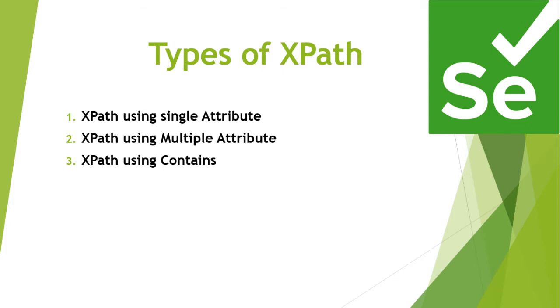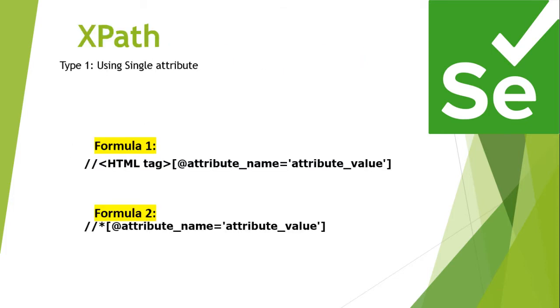So here is your first type of XPath, that is using single attribute. There are two formulas available. First formula is //HTML tag in square bracket @ attribute name equal to attribute value. Here the attribute name, which we need to find out from the website, and the value as well. In formula 2, the formula is almost the same, only the HTML tag is replaced by star. So just read that formula once again, then we'll see the practical example.